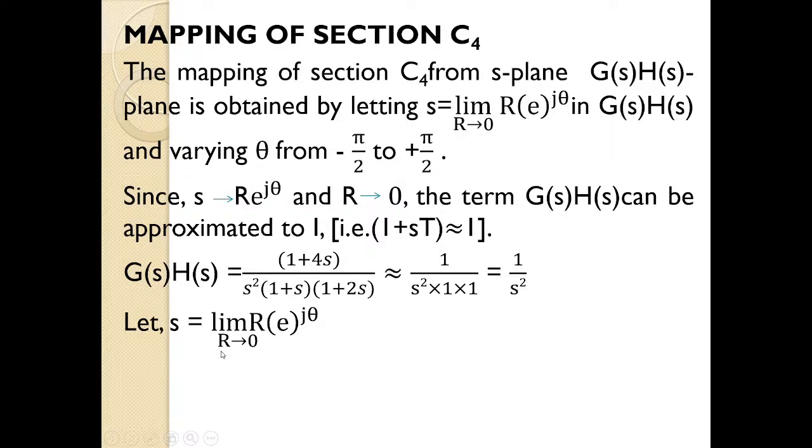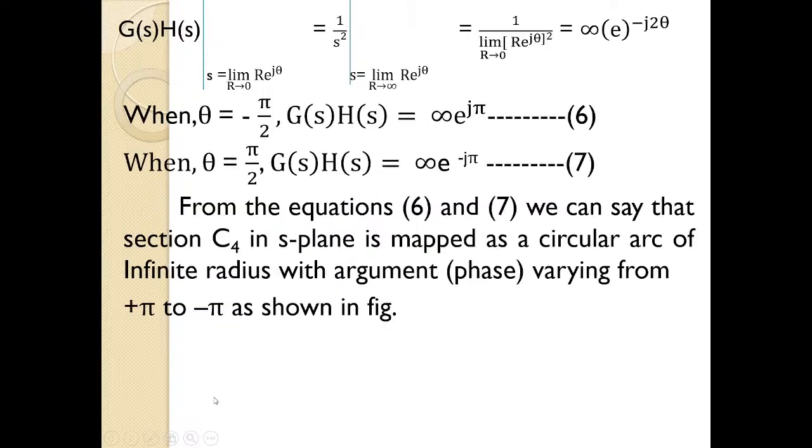Okay, now let us substitute this s in the above equation, g of s h of s. So if you substitute s in the g of s h of s equation, what do you get? G of s h of s at s equal to limit r tends to 0 of r e power j theta is equal to 1 by s square. Substitute the s value in the above equation. You will get 1 by limit r tends to 0 of r e power j theta, whole square. So you just substitute r equal to 0. If r equal to 0, 1 by 0 you will get infinity. Send e power j theta square to the numerator, you will get e power minus j 2 theta.